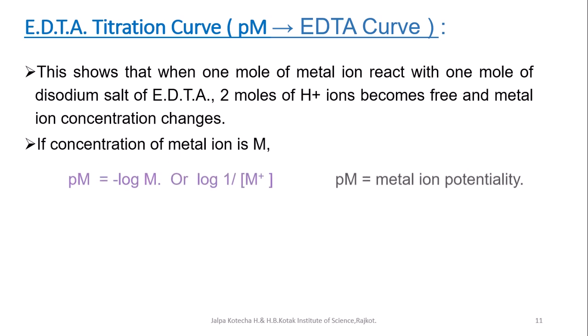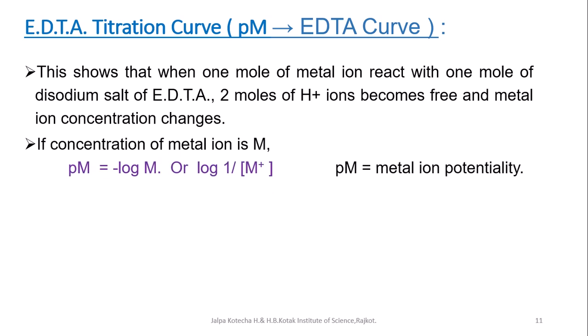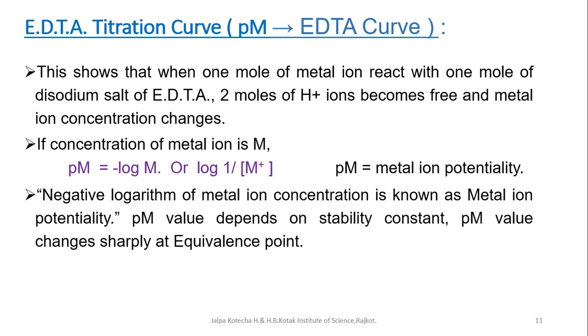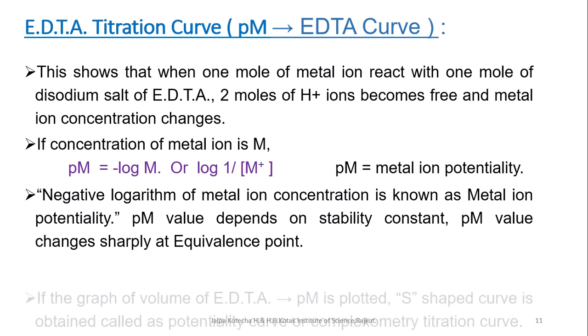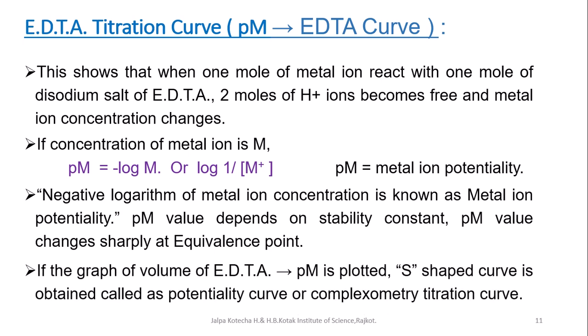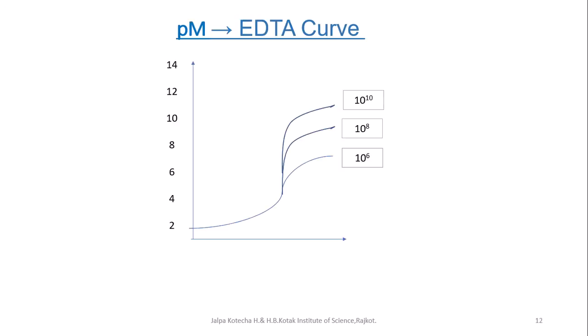Now if we take the concentration of the metal ion as M, then PM will be equal to minus log of M, or we say log of 1 upon the concentration of the metal ion, where PM is the negative logarithm of the metal ion concentration, and we call this the metal ion potentiality. So this value of PM depends on the stability constant and it changes sharply at the equivalence point. This we can see when we plot a graph of volume of EDTA versus PM. This shows an S-shaped curve, which is known as a potentiality curve or the complexometric titration curve.